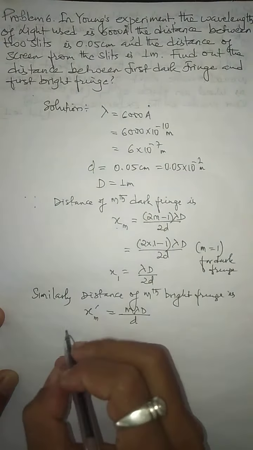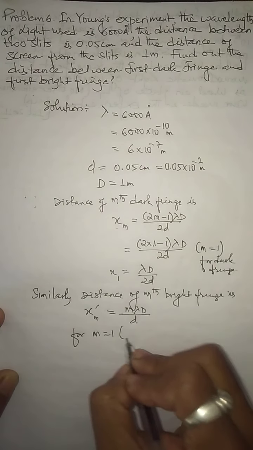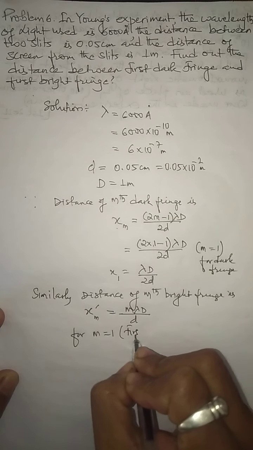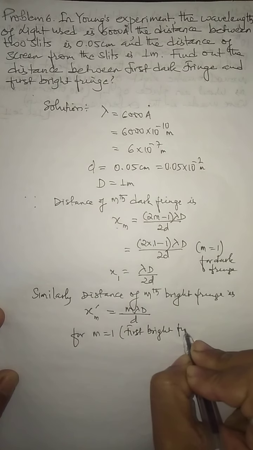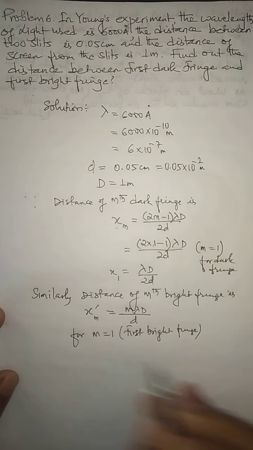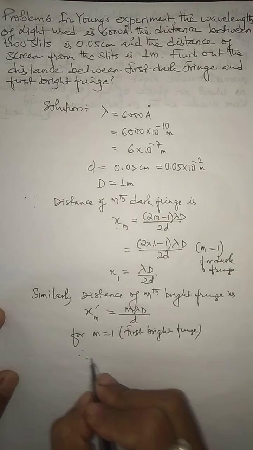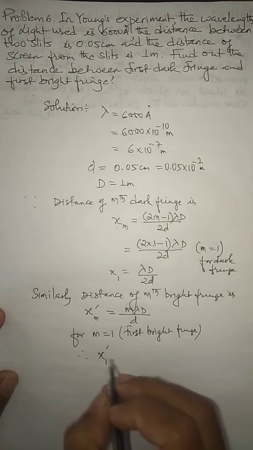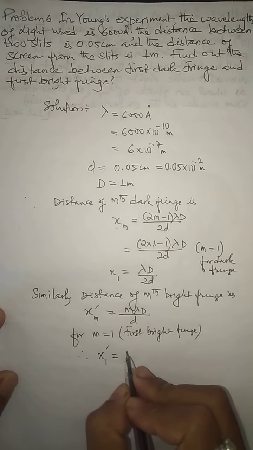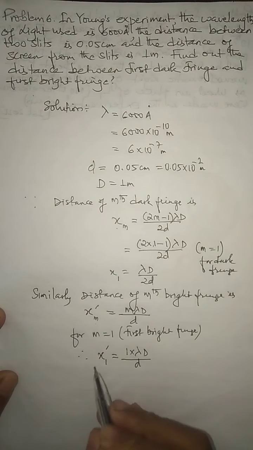First bright ring. So for the first bright ring, m equals 1. So let me substitute this value of m equals 1 in the expression. So x1 dash equals 1 times lambda D by d. So this is x1 dash and this is x1.